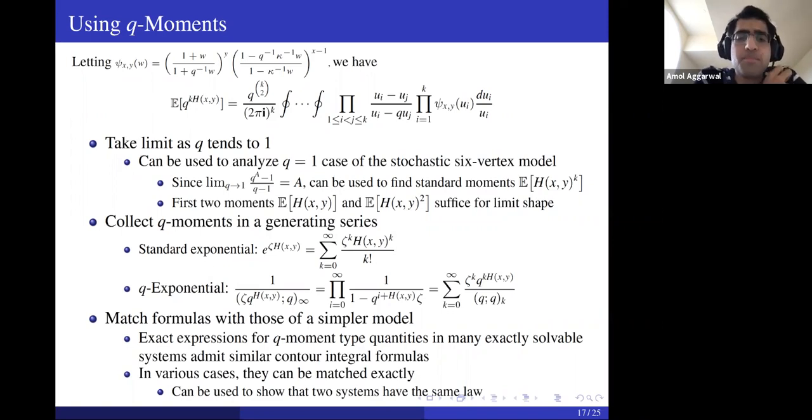If you're set on keeping q equal to 1/2 or something bounded away from 1, then you can collect these q moments into a generating series. In the case of standard moments, what one often does is take the moment generating series, a fancy name for the Laplace transform: you look at these h of x, y's, raise them to the k, multiply by zeta to the k for some parameter zeta, and divide by k factorial. This is simply going to be the exponential e to the zeta h. I take expectations of both sides, and I get the Laplace transform of h defined in terms of its moments.